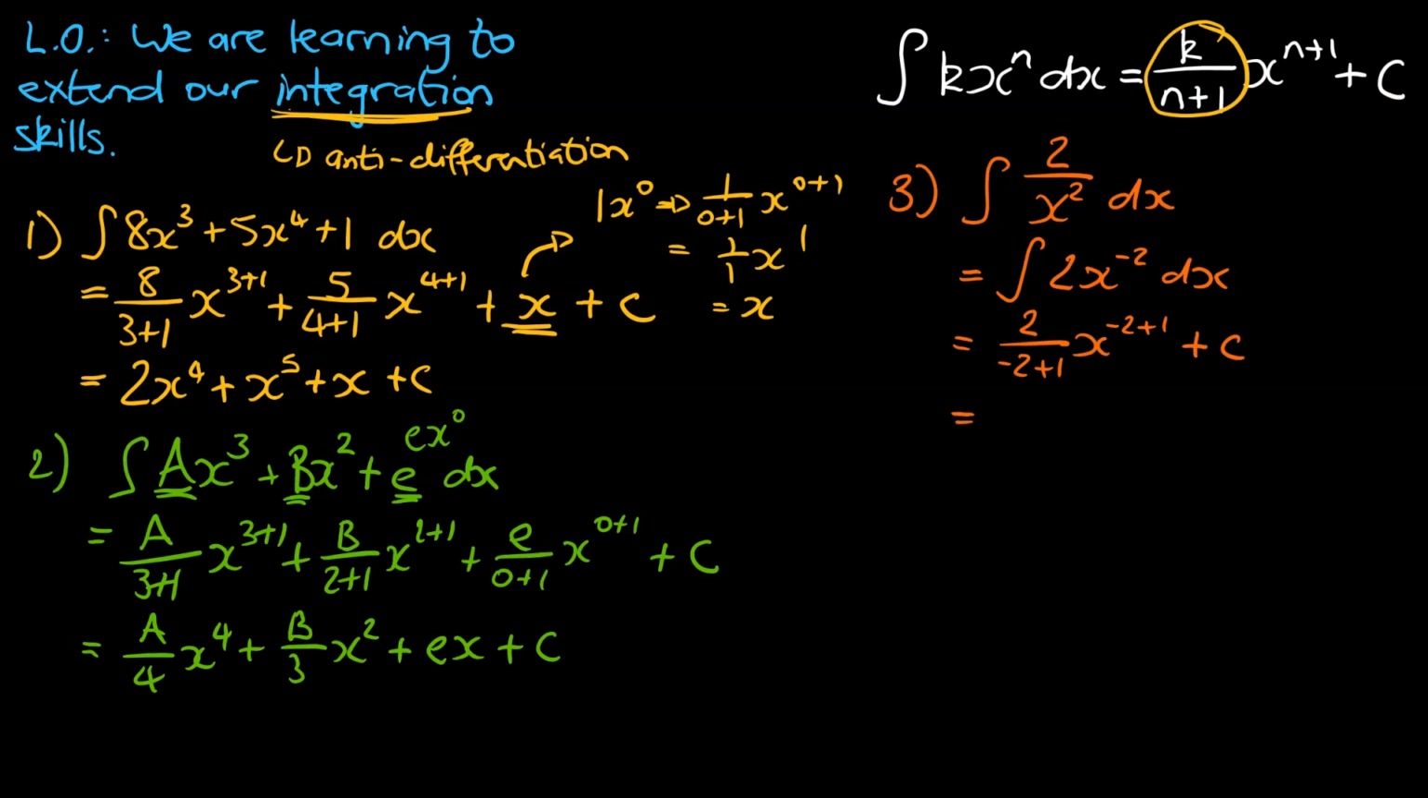This is going to end up being 2 divided by negative 1, which is negative 2, times x to the power of negative 1 plus c. Since we have a negative power, we're now just going to drop that down to the bottom. So that's going to become negative 2 divided by x to the power of 1, and we can ignore that 1. And we are then going to add c. And that's just an application of how to integrate with negative powers.